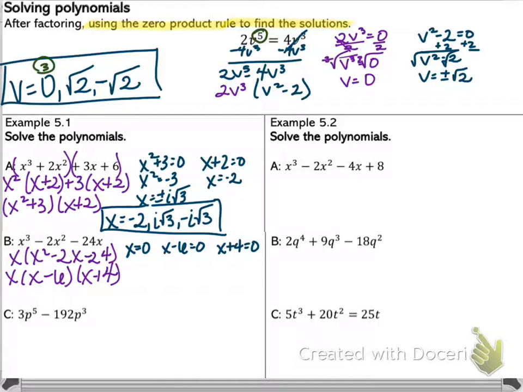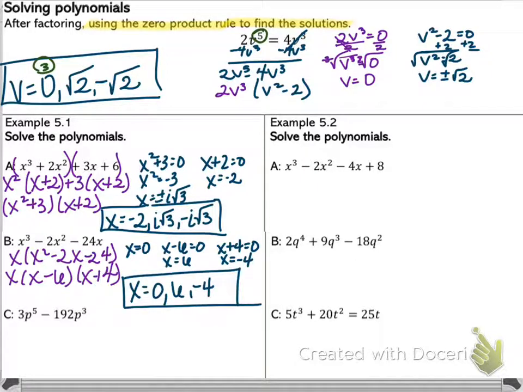x equals 0, I can't do anything with that. It's just going to be x equals 0. I mean, I could multiply it by 1, but what's the use? So I'm going to move on, okay? I'm going to go to x minus 6, add 6 on both sides to get x equals positive 6. Same thing with that positive 4, it'll become x equals negative 4. So when I write my answers, it'll be x equals 0, comma, 6, and negative 4.